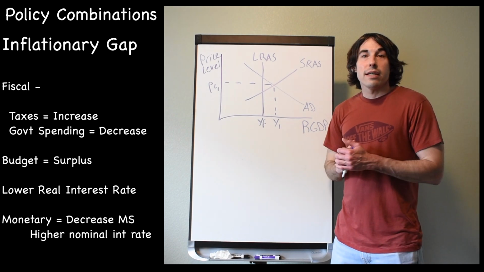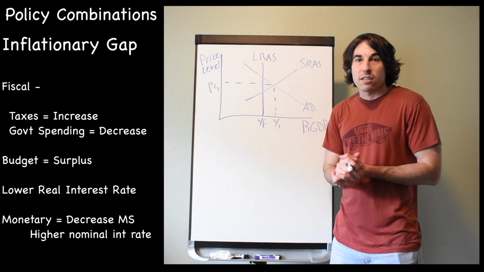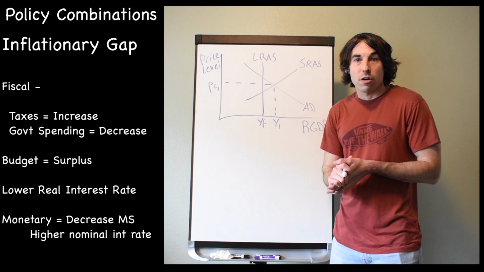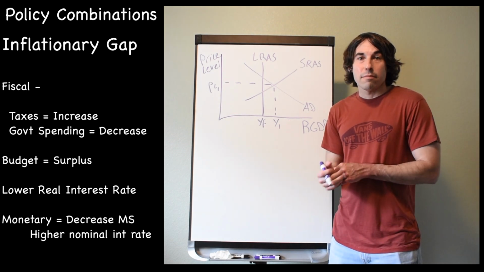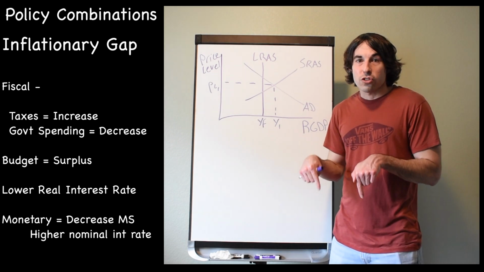That's going to lead to a budget surplus. There'll be extra money that the government has, so at the very least they'll stop borrowing. They could even save that money. That drives down the real interest rate.